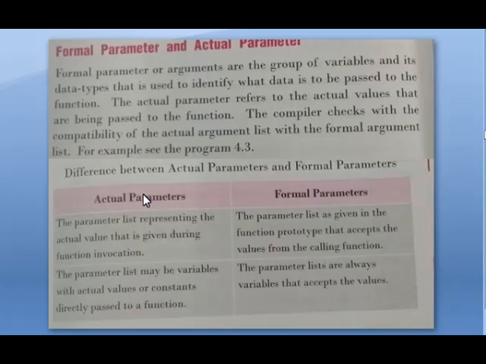Okay, the next one is the difference between actual parameters and formal parameters. Actual parameters means the parameter list representing the actual values that are given during function invocation. Then formal parameters are the parameter list as given in the function prototype that accepts the values from the calling function. Actual parameters may be variables with actual values or constants directly passed to a function. Formal parameters are always variables that accept the values.